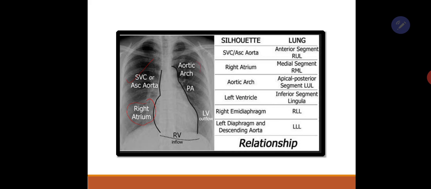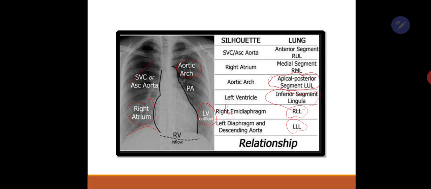Aortic arch: apical posterior segment of the left upper lobe. Left ventricle: inferior lingular segment of the lung. Right hemidiaphragm: you can see this is the right hemidiaphragm and this is the right lower lobe. Corresponding to the left diaphragm and descending aorta, we will be dealing with a left lower lobe pathology.